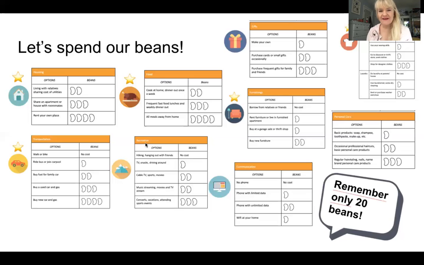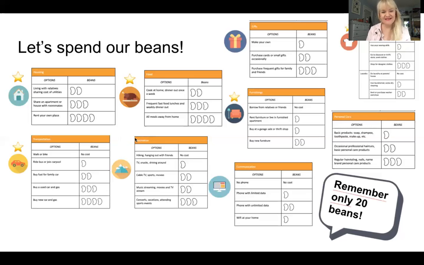It's something that we have to have. So as you're planning your budget, you have to spend some of your beans in that category. So those are the categories we start with. So let's review. What are the categories that have stars? Housing, food, furnishings, clothing, and transportation. Those are the things we have to have.